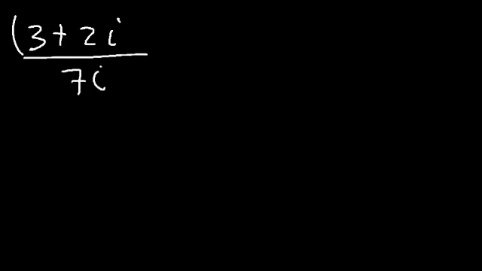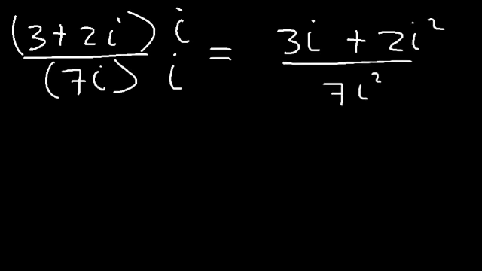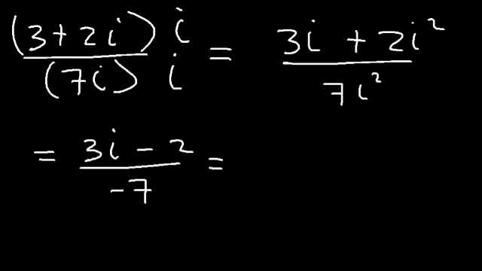So let's work on some more examples. Let's try 3 plus 2i divided by 7i. So for this example, we need to multiply the top and the bottom by i. So on top, if we distribute i, it's going to be 3i plus 2i squared. And on the bottom, we're going to have 7i squared. So 2i squared is negative 2. 7i squared is negative 7.